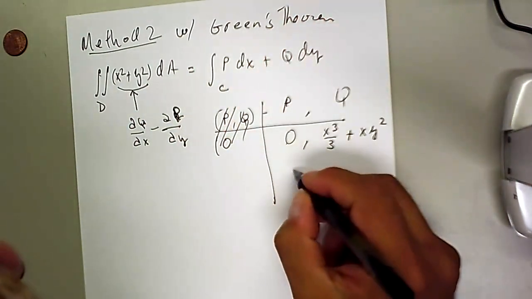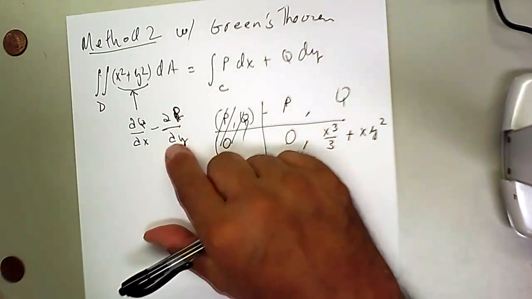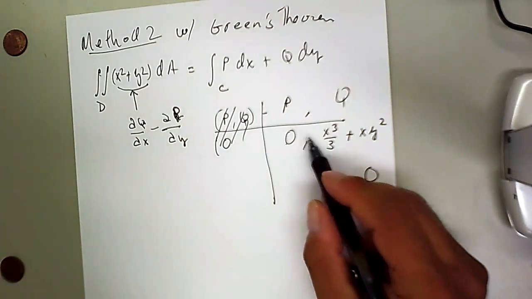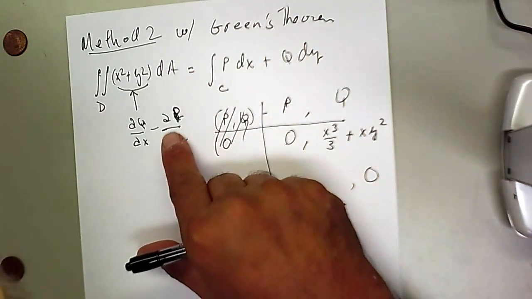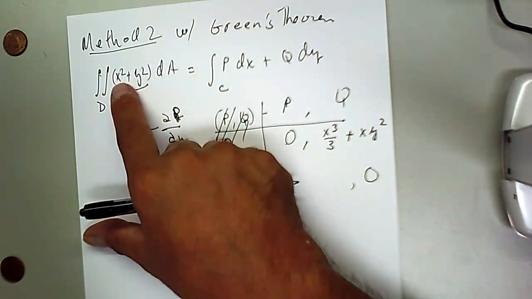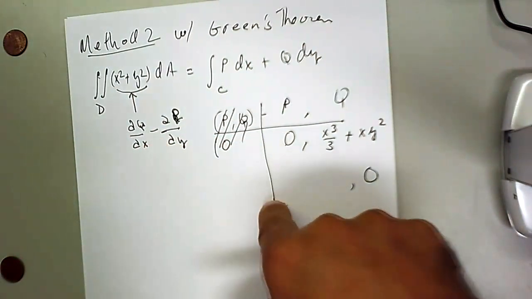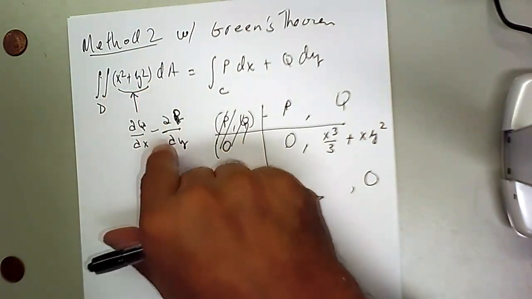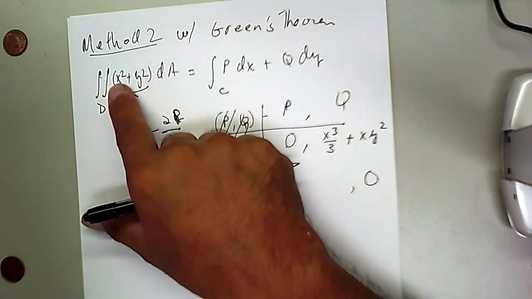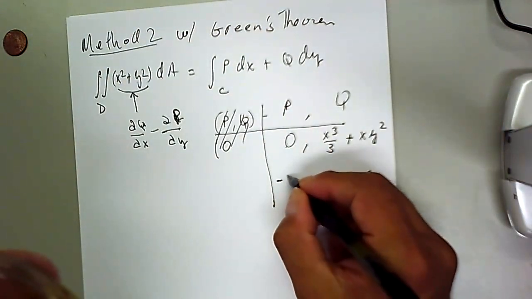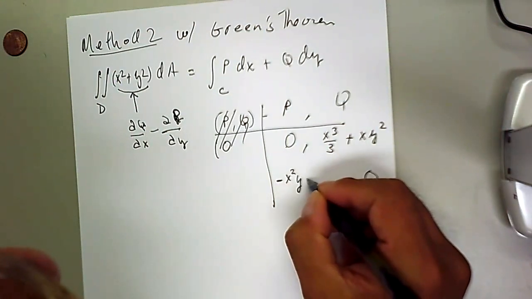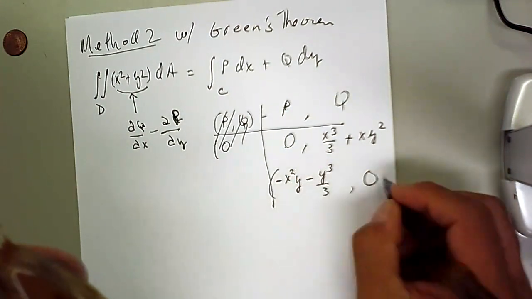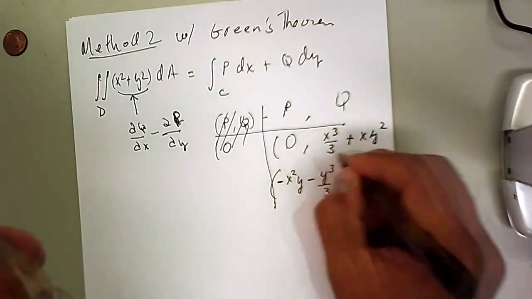Or we can let P do the whole work and Q be 0. So we can put 0 for Q and then P be the one that creates those two, except that there's an extra negative. So we have to add an extra negative when we come up with the antiderivative. So the antiderivative of this with respect to y will be negative x squared y minus y cubed over 3. So those are the two components, P, Q, P, Q.